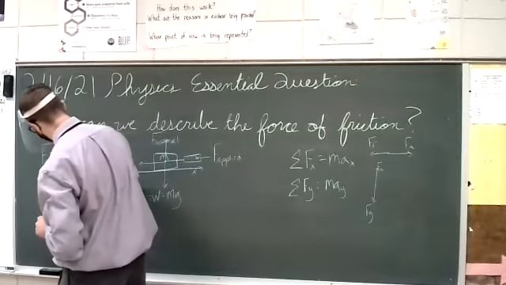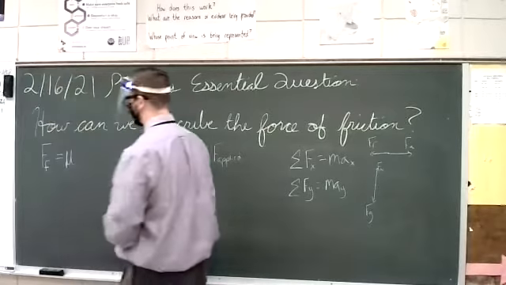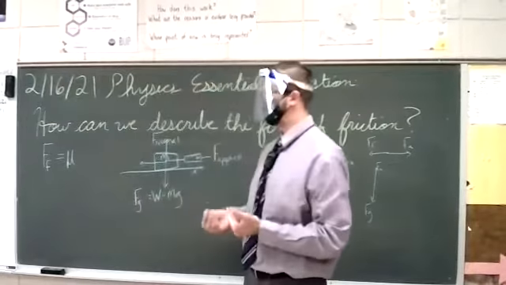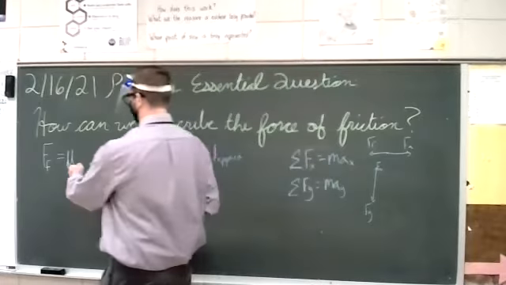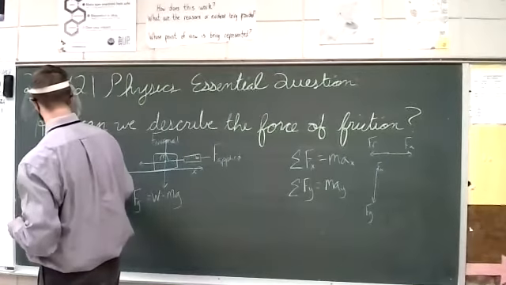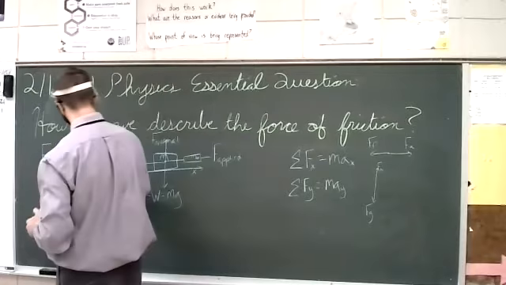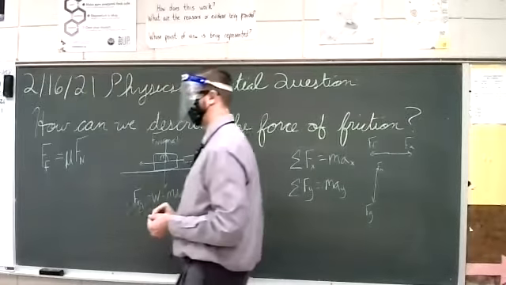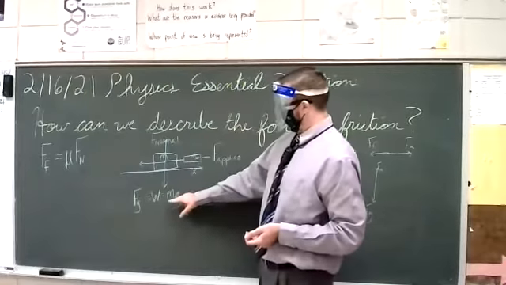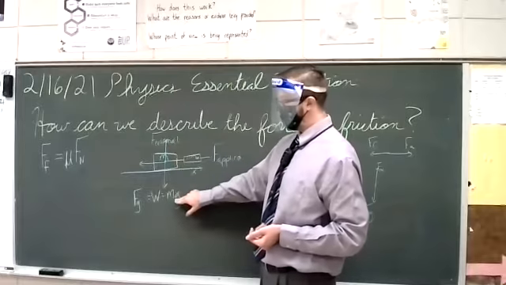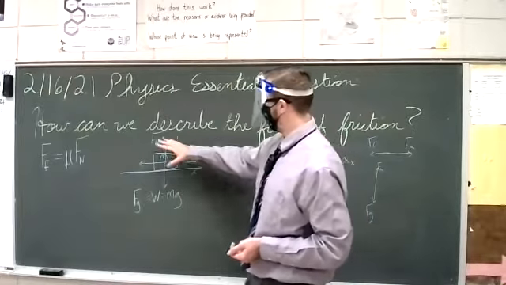Okay, or maybe sometimes it's straight down like that. It's the Greek letter mu, M-U. It's the coefficient of friction. And the force of friction is equal to the coefficient of friction mu times the normal force. So like I said, the normal force is equal to the weight.